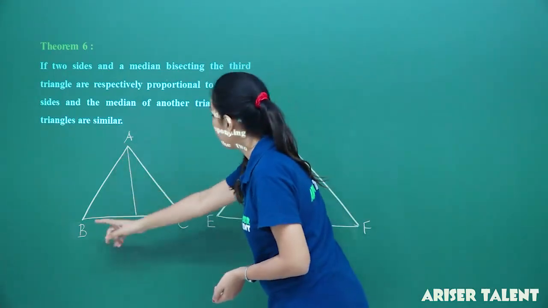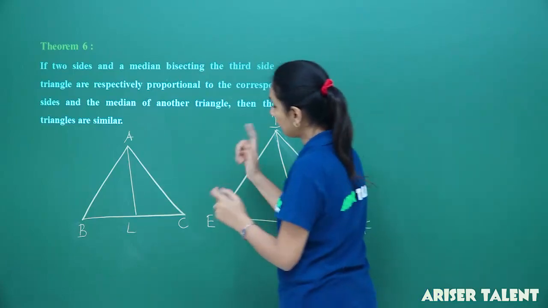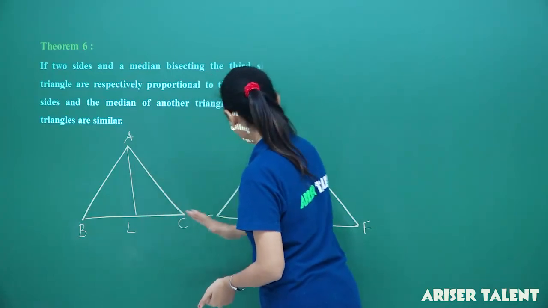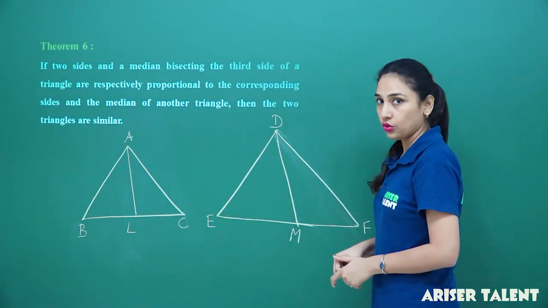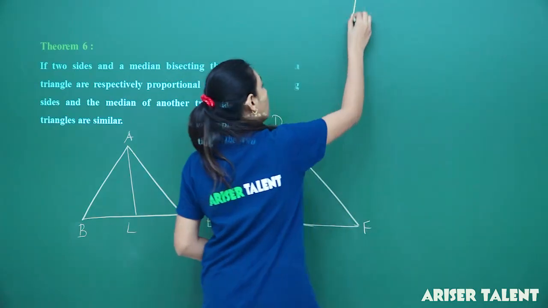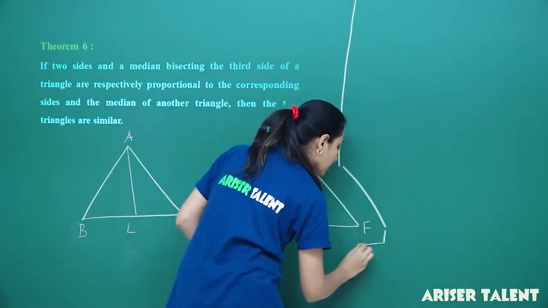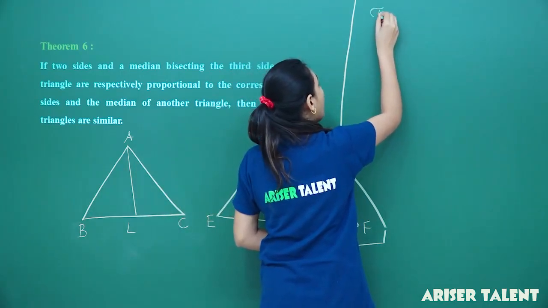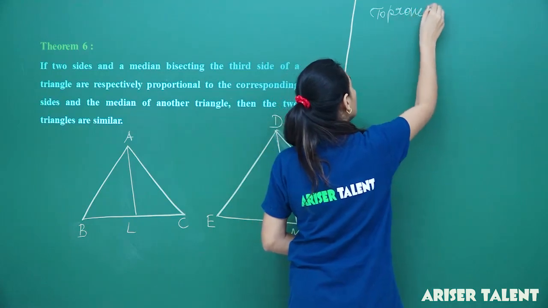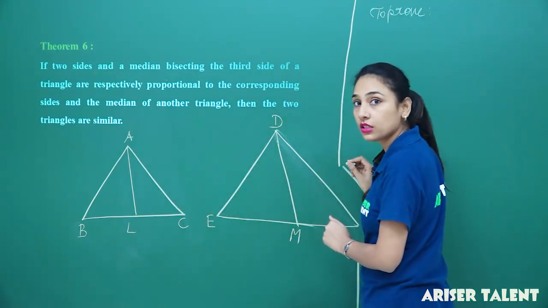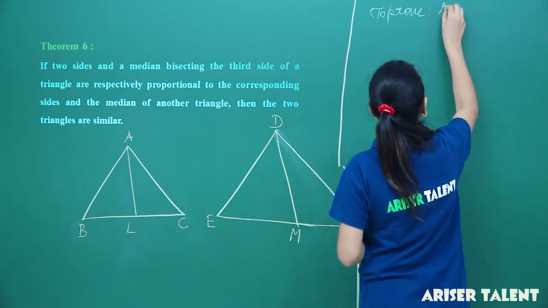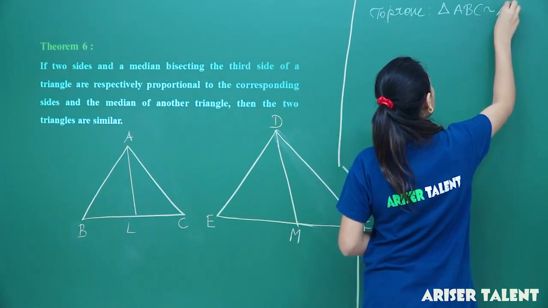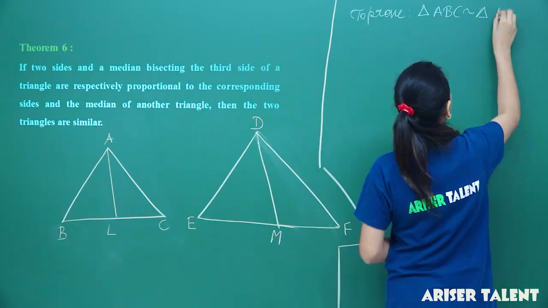Proportions of what? AB and DE, if you take the proportion, is equal to what? AC by DF is equal to what? The medians AL and DM. So what we generally do is, we write what we have to prove. So we have to prove that these two triangles are similar: triangle ABC is similar to triangle DEF.